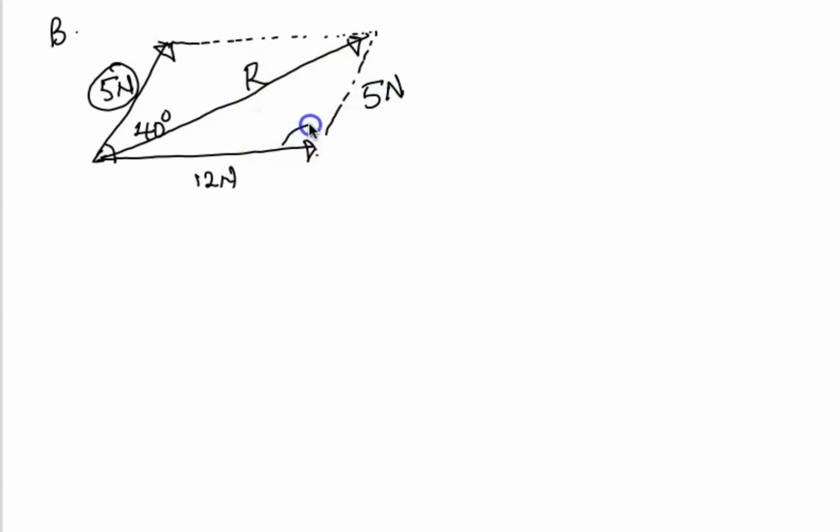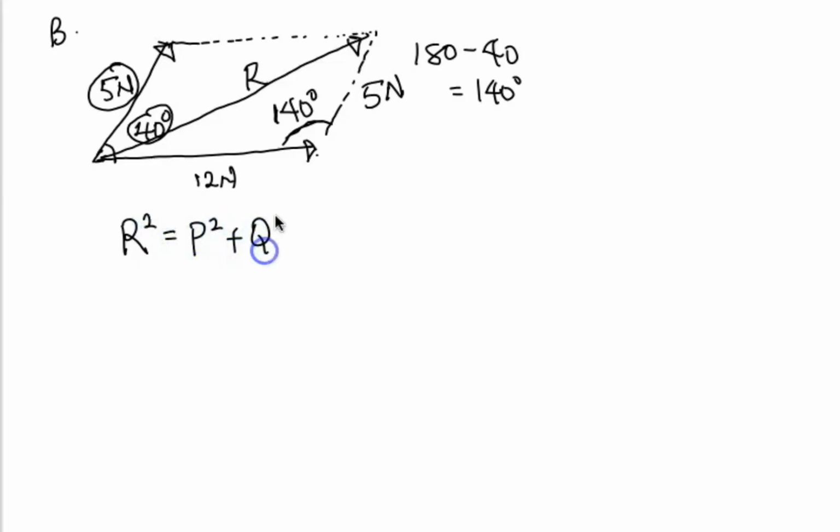And then to get this angle, we are simply going to subtract this 40 from 180. So 180 minus 40 will give us 140 degrees. So this is 140 degrees. Now we are going to apply the parallelogram formula, the cosine rule. So that formula is R square is equal to P square plus Q square minus 2PQ cos theta.